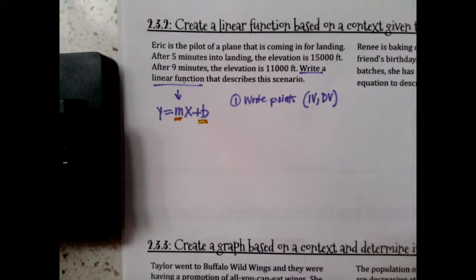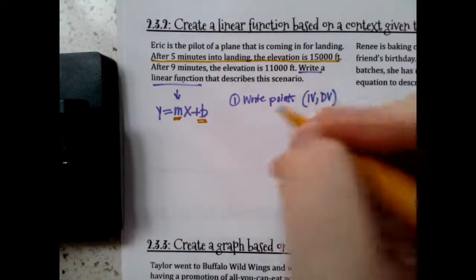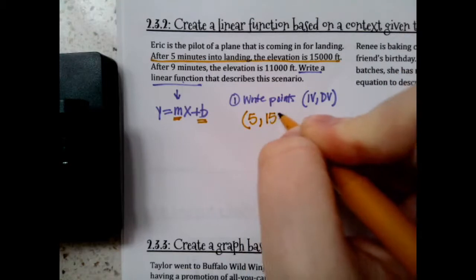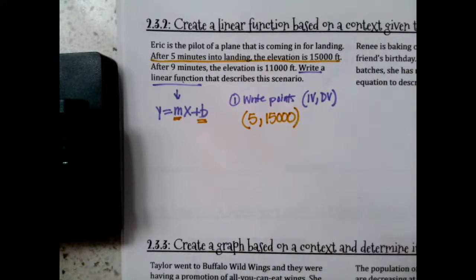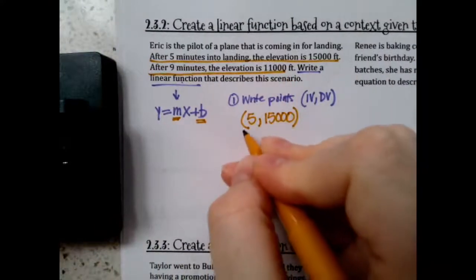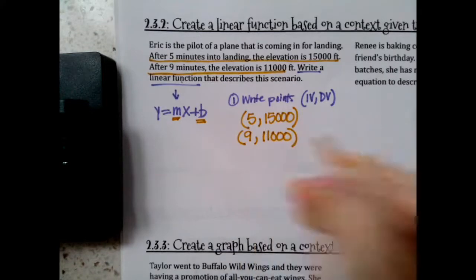For this first point, I want to write it minutes, comma, feet, so 5, comma, 15,000. That's our first point. That should also give you a clue of how to write the second point. You want to follow the same pattern, so 9 minutes, and then we have 11,000 feet.